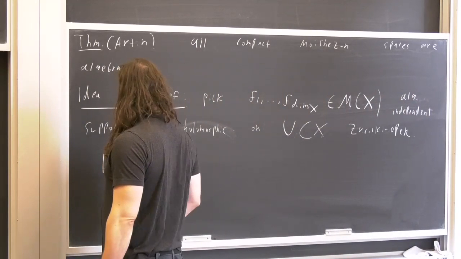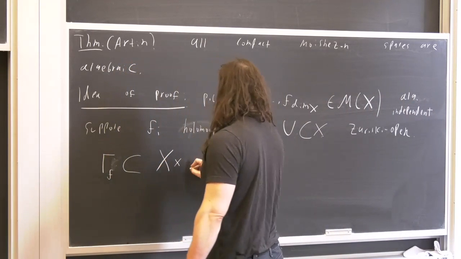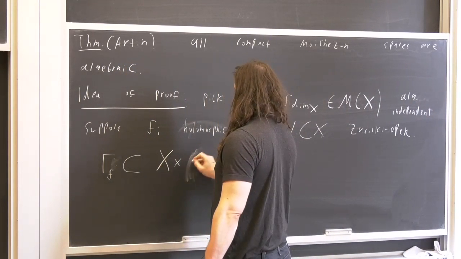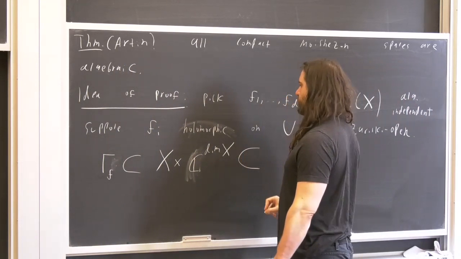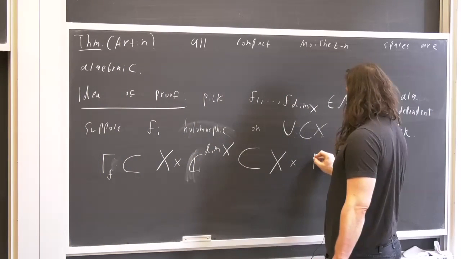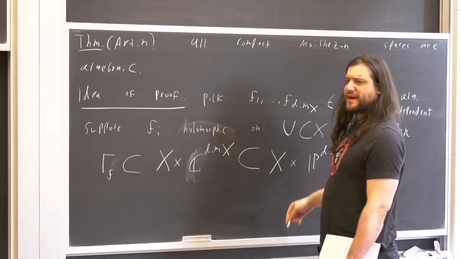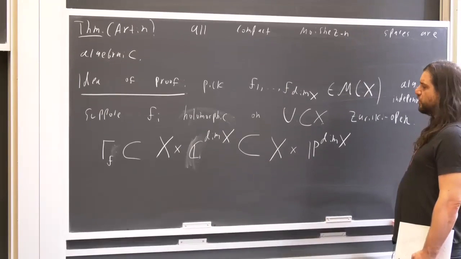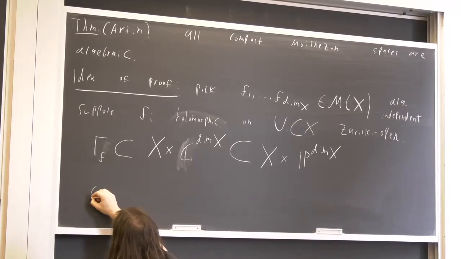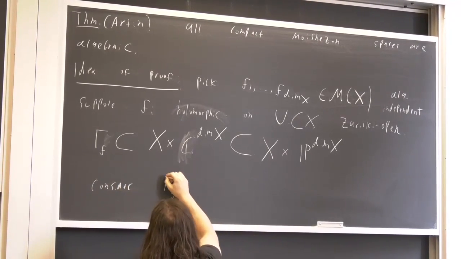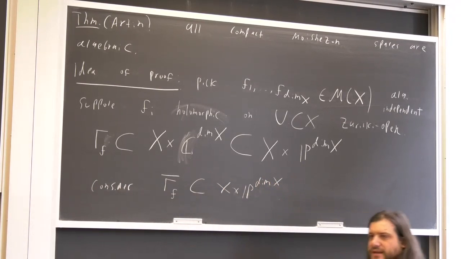Then what we can do is we can look at gamma F, the graph of F, inside X cross, let me call it, C to the power of the dimension of X. We can embed this further inside a compact space, X cross projective space of dimension of X. It doesn't really matter what you put here. We can compactify in other ways. There's nothing subtle going on with this particular compactification in this case. So then the idea is to consider the closure, gamma F bar, inside of this.